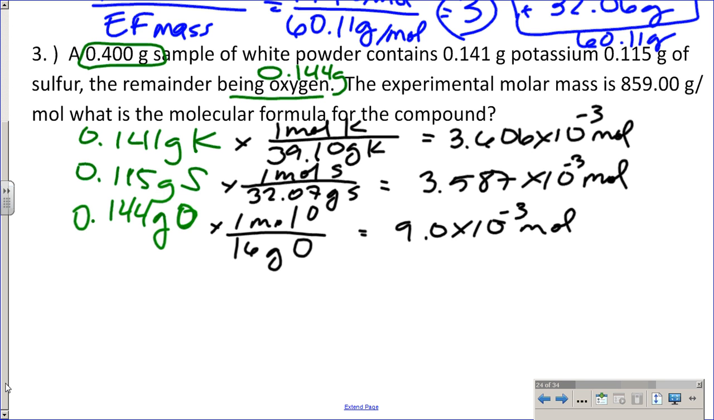Step 2 is? All right, so who's the lowest? Which one? First, second, or third? Second, thank you. Okay, so this one, because all of these are 10 to the negative third, so you just look at the front number to figure out who's the smallest. Second one's the smallest, so I'm dividing everything by 3.587 times 10 to the negative third.